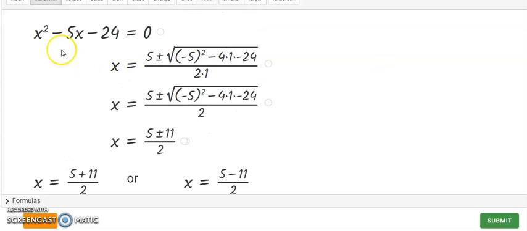The graph crosses the y-axis at (0, -24). And the vertex is (5/2, something). Again, we can stick 5/2 back into the original problem and make this a y, and solve for the y value to get the fourth and final point.